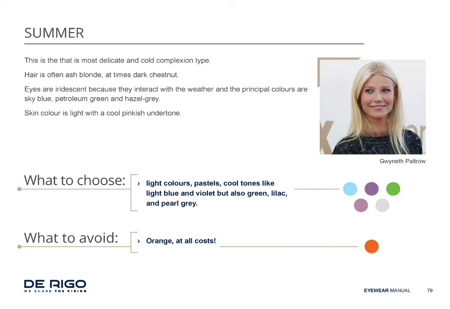Summer. This is the most delicate and cold complexion type. Hair is often ash blonde, and at times, dark chestnut. Eyes are changeable because they interact with the weather, and the principal colors are sky blue, petroleum green, and hazel gray. Skin color is light with a cool pinkish undertone. They should choose light colors, pastels, and cool tones like light blue and violet, but also green, lilac, and pearl gray. They should avoid orange at all costs.